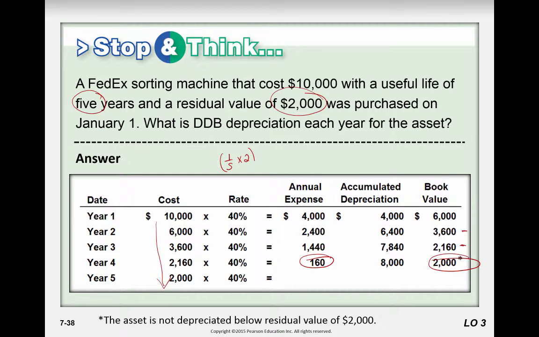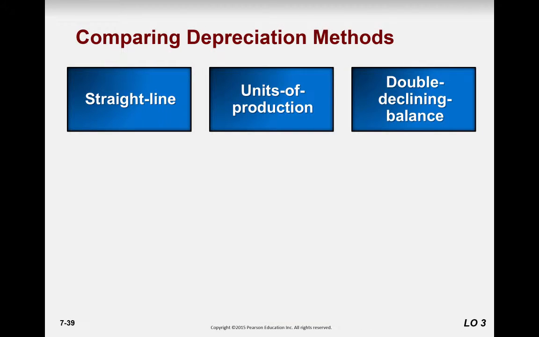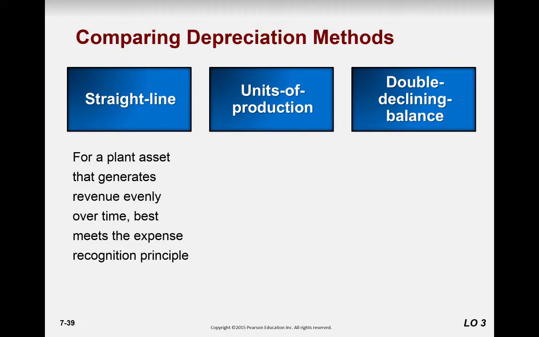So please be cognizant of that. You cannot depreciate the asset below the residual value of 2,000. If you had worked out the 2,160 times 40% and put that number in here, book value can never be negative. And then the following year, you wouldn't have any depreciation expense at all because the asset was fully depreciated in year 4.